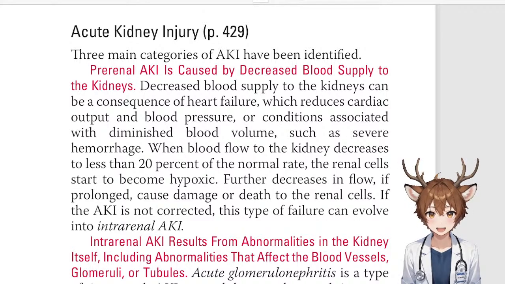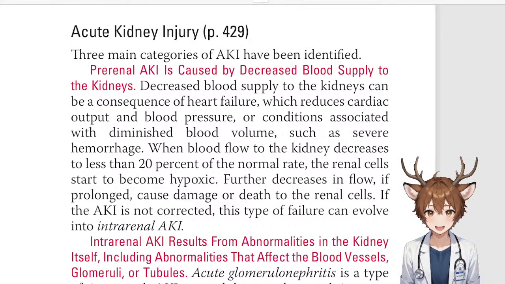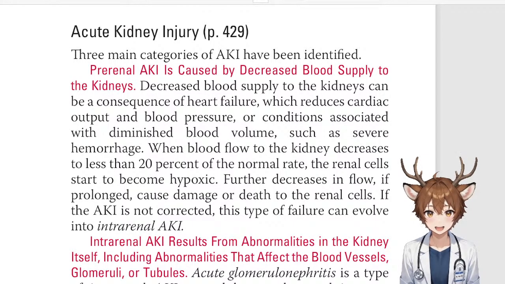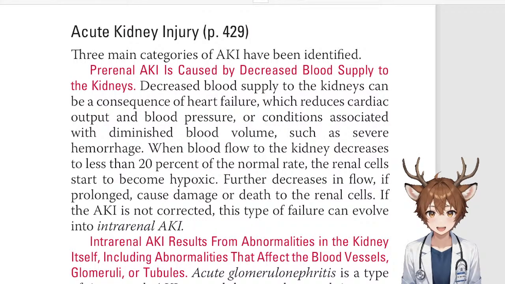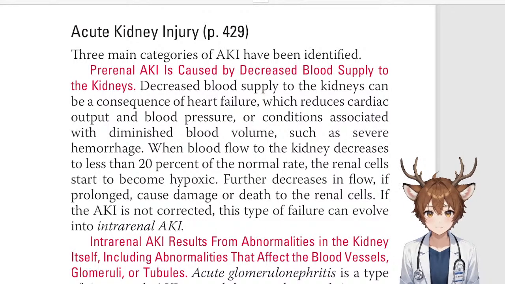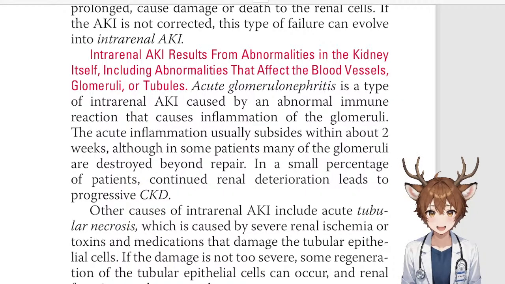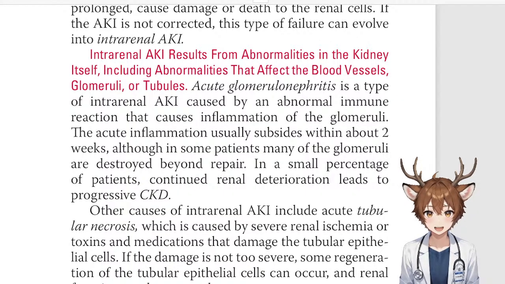The renal cells start to become hypoxic. Further decrease in flow, if prolonged, causes damage or death to the renal cells. If the acute kidney injury is not corrected, this type of failure can evolve into intrarenal AKI. Intrarenal AKI results from abnormalities in the kidney itself, including abnormalities that affect the blood vessels, glomeruli, or tubules.